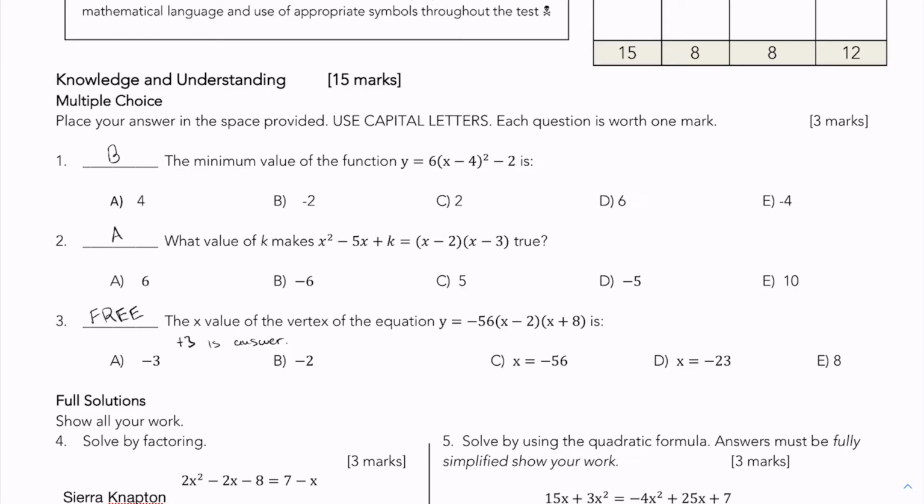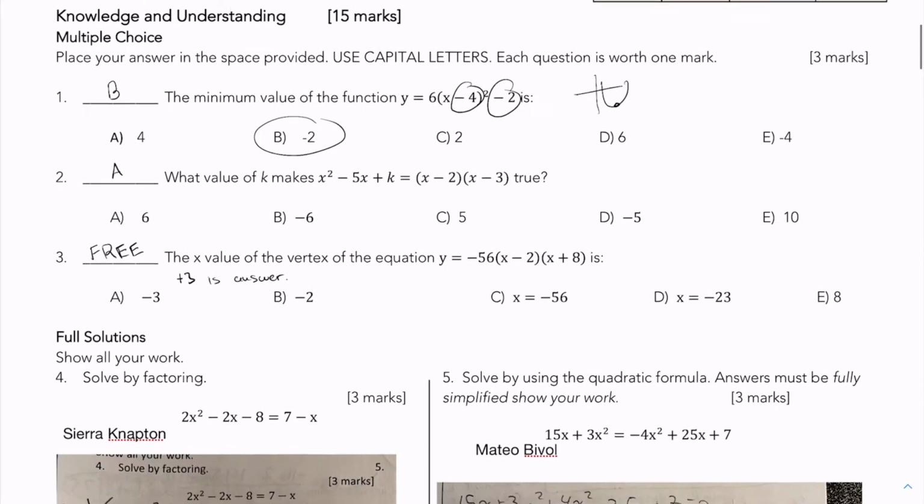The first one was to find the minimum value of a function given in vertex form. So that's quite simple. If you notice that the vertex is at (4, -2), it opens up. And again, I'm using these values, the h and the k. The minimum value will be -2, or B.